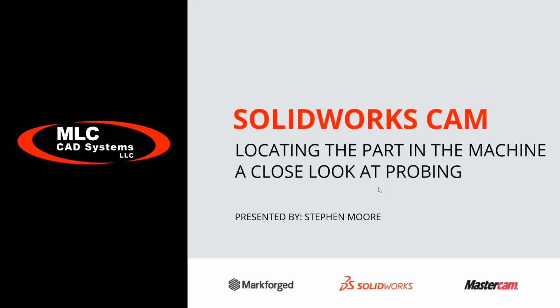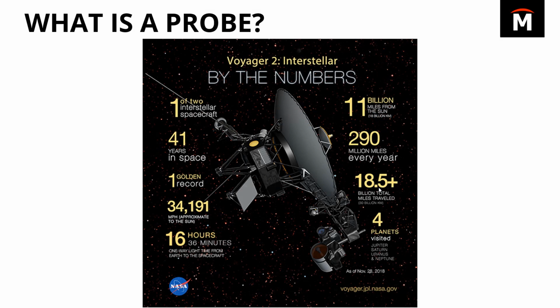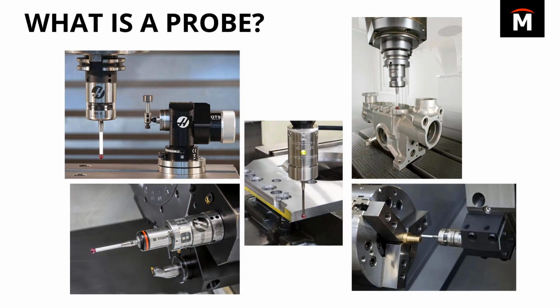Ladies and gentlemen, today we're going to be taking a look at SOLIDWORKS CAM and how to locate our parts inside the machine using probing. Now, we're not talking about deep space probing. That would be trying to indicate our parts at light years away. Not the easiest of things to do, but we are looking at different types of probes that we use in our machine tools every day, similar to these that are for our mills and are for our lathes.